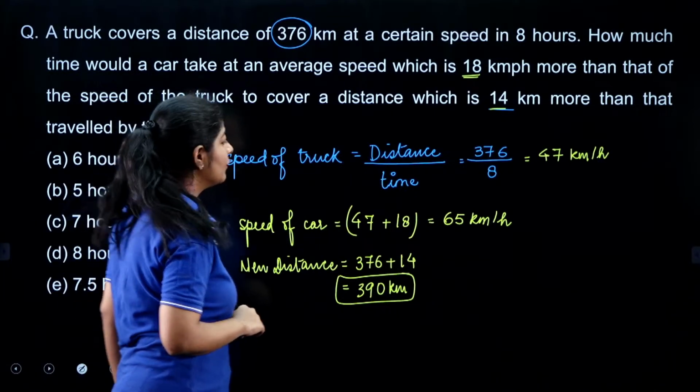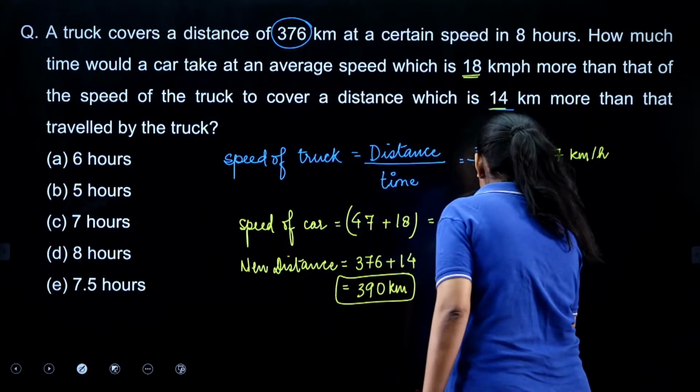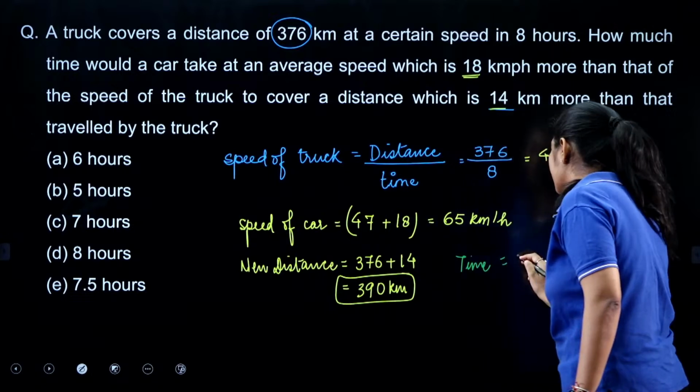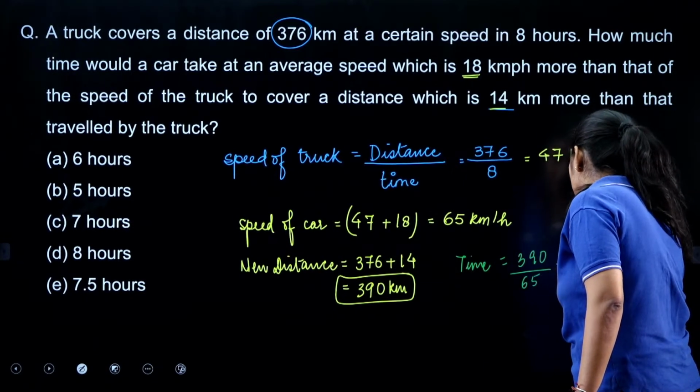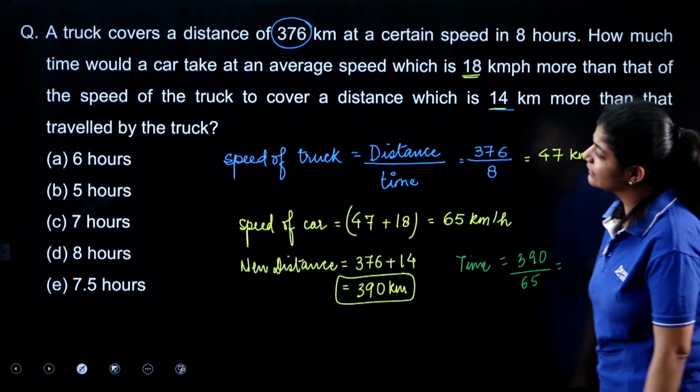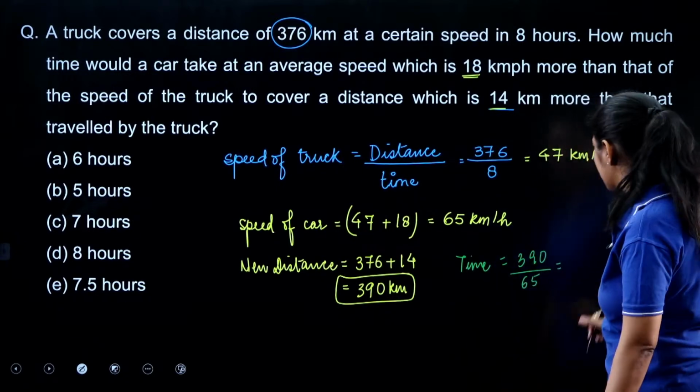Now you have to find out the time. So the time is nothing but 390 divided by 65, and I guess it is present in the multiples of 5.